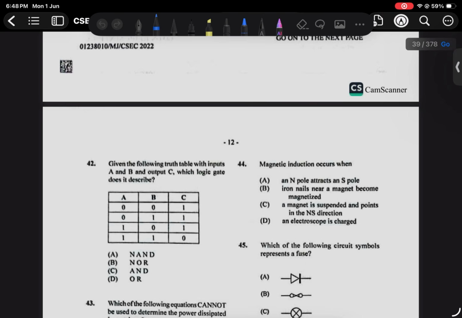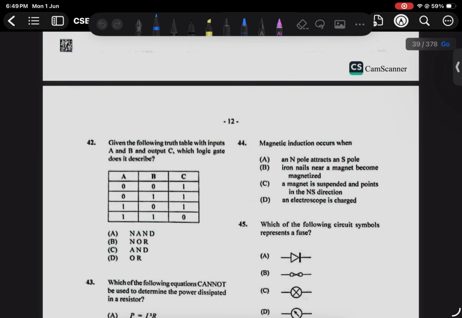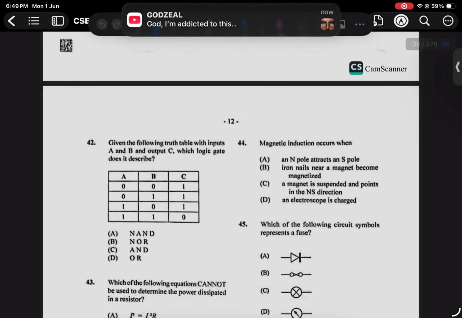Given the following truth table with inputs A and B and output C, which logic gate does this describe? Okay, so 0, 0 gives you 1. That means it's giving you the opposite of an AND gate, and the opposite of an AND gate is a NAND.